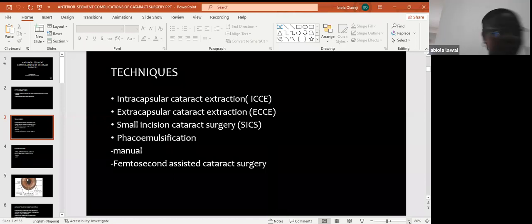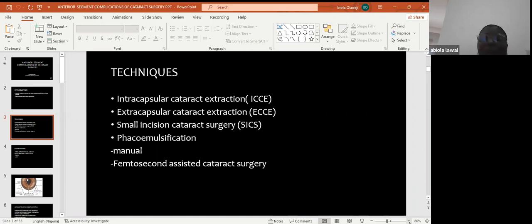Cataract surgery generally has evolved significantly over the past decade with the advent of modern techniques and then laser. It has evolved from intracapsular cataract extraction to extracapsular cataract extraction, and then we have small incision cataract surgery, and then phacoemulsification that uses ultrasound energy to emulsify the nucleus. This could be manual, could be laser assisted. But for the purpose of this discussion, I'm going to focus more on SICS and make reference to the other possible techniques.